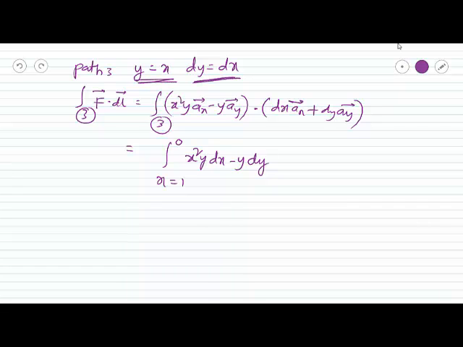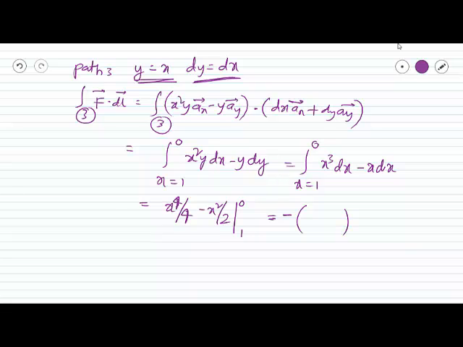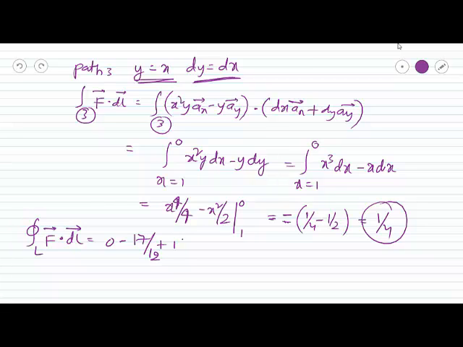As y equal to x and dy equal to dx, I can substitute here. So x from 1 to 0, x cube dx minus x dx, which is equal to x power 4 by 4 minus x squared by 2 over the limits of 1 to 0. So the upper limit is 0 completely, for the lower limit we have a minus before that, and 1 by 4 minus 1 by 2. So 1 by 4 minus 1 by 2 is minus 1 by 4, already there is a minus here, so it will become plus 1 by 4. So the final answer is closed integral over L f bar dot dl bar is 0 for the first term, minus 17 by 12 plus 1 by 4.